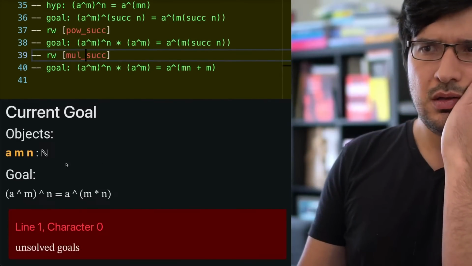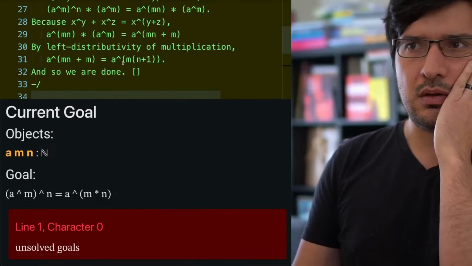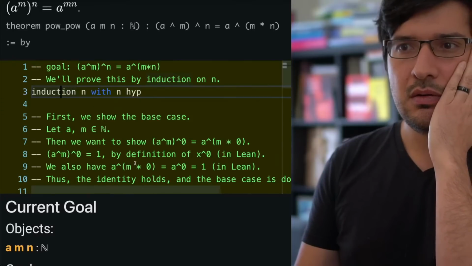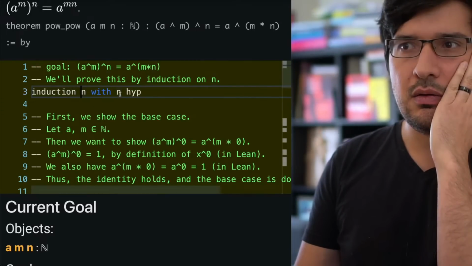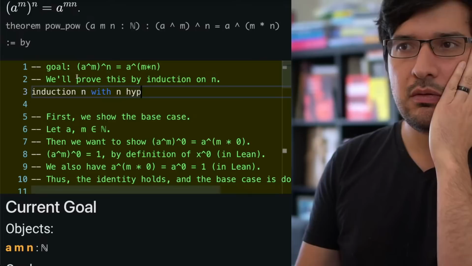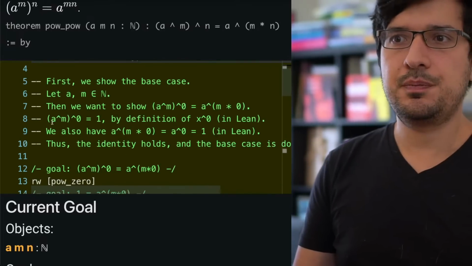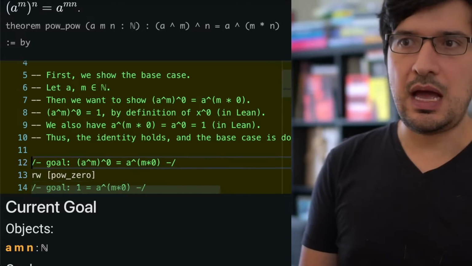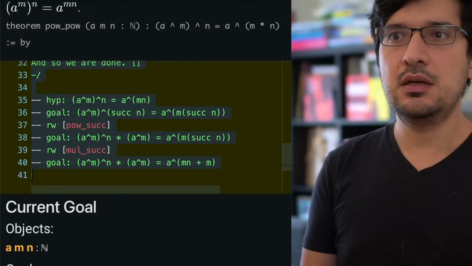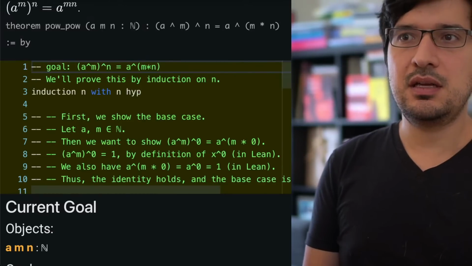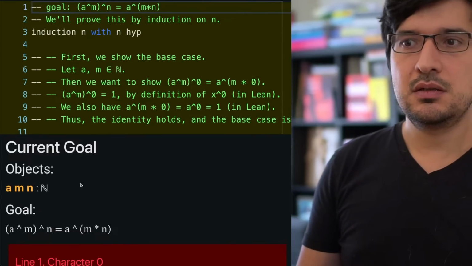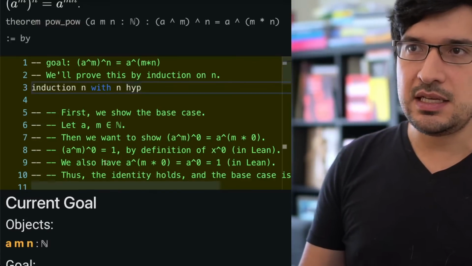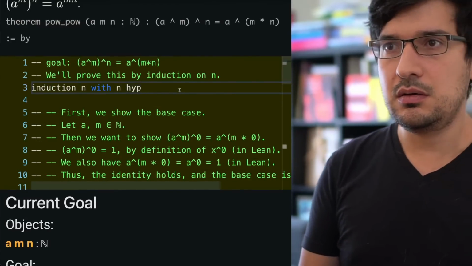What? Goal? Why would that be the goal? Or we didn't even compile this first line. Induction on n with n and hypothesis. Okay. Let's comment everything. This is a classic trick in software engineering. You just comment everything, get back to a good state, and try to compile the thing again. Because you can't tell if the compiler is broken or what's going on.